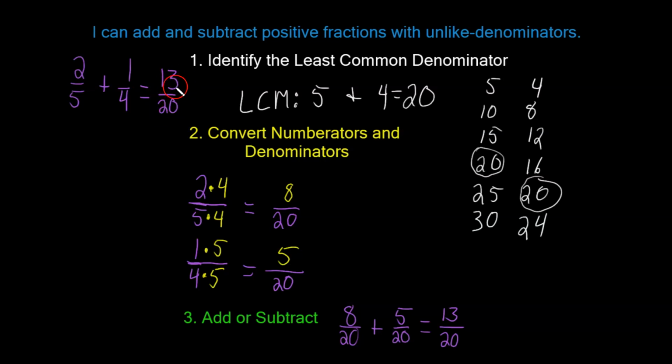This is a simplified fraction. There's no common factors between 13 and 20, so we can't simplify. If we needed to, that would have been our fourth step in this process. Adding and subtracting fractions with unlike denominators can be confusing, but if you just take a systematic approach and follow these 3 or 4 steps, if you do need to simplify, I think you will find success.